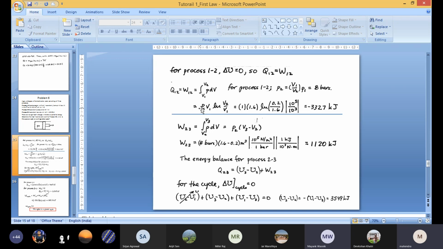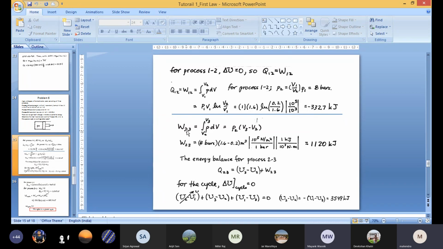And PV equal to constant is an isothermal process, meaning a constant temperature process. Once you derive this by applying integration and these limiting values, your formula is P1 V1 log V2 by V1. That way we have calculated work in process 1-2 as minus 332 kilojoules.